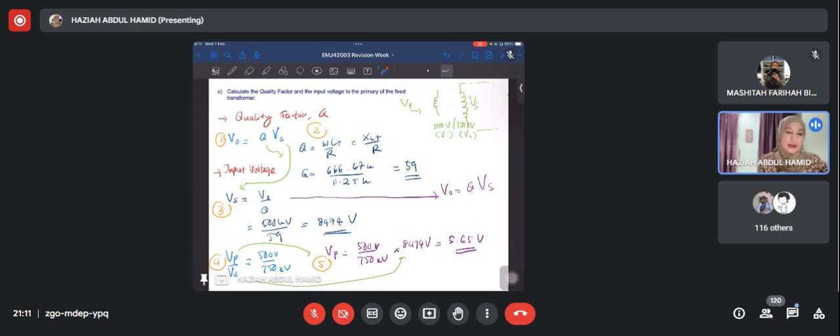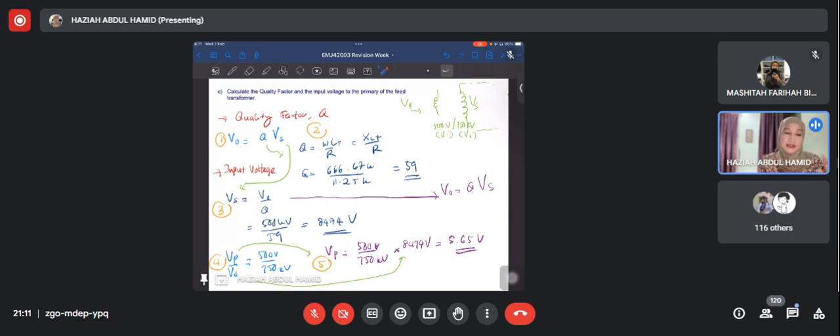Okay, omega L, you simply replace it. We don't need to calculate it again, because this omega L is referring to the total L. You already got XC earlier, 666.67, which is equal to omega L. So no need to calculate again, even though you know LT already. Just use the XL or XC that we calculated earlier.